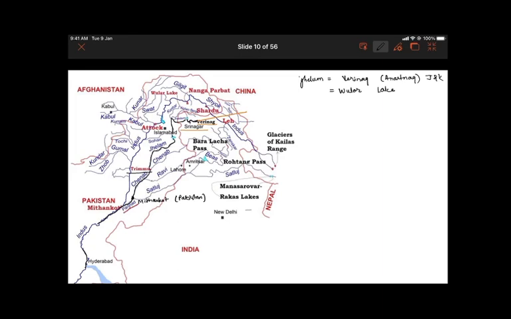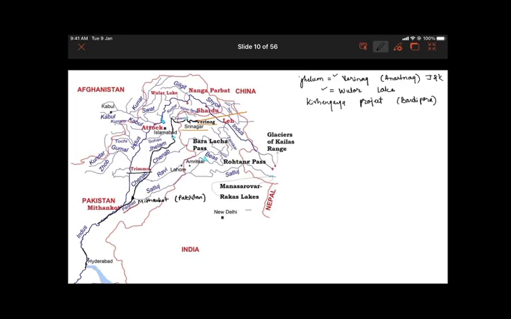So the important points to be noted in the flow of Jhelum are its origin, which is at Verinag. It passes through Vular Lake. The projects which are on Jhelum and which are in news are the Kishanganga project. It is on river Jhelum. It is a hydel project and it is located in Bandipora district of Jammu and Kashmir. So that was all about Jhelum.